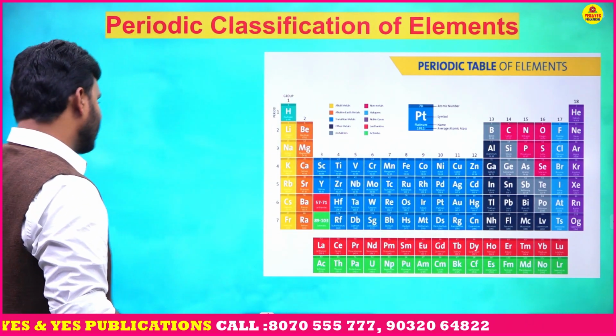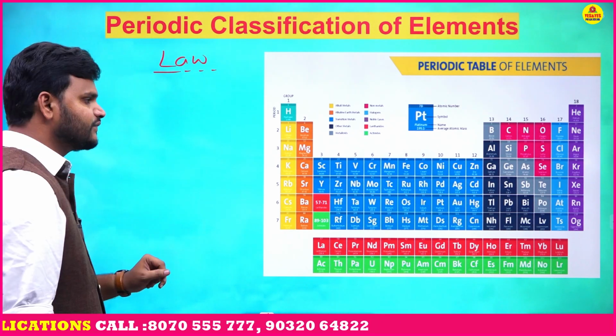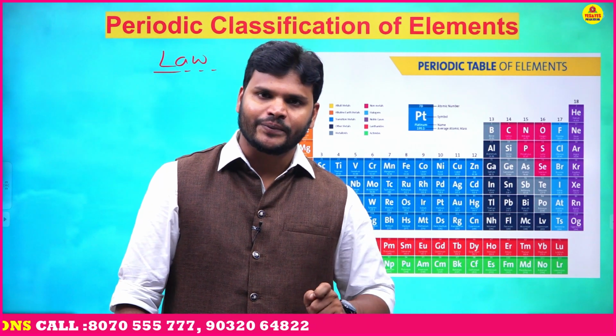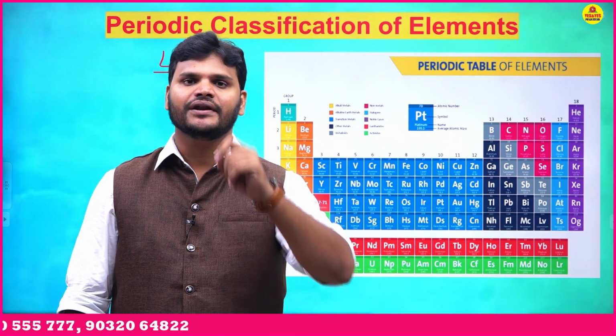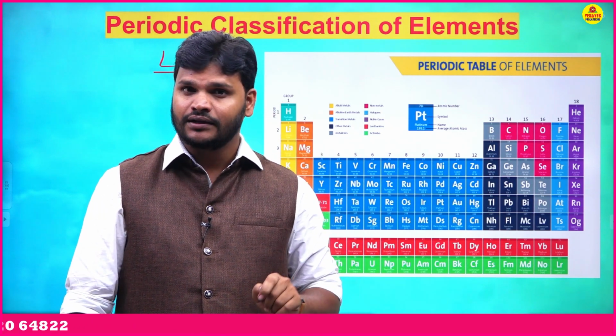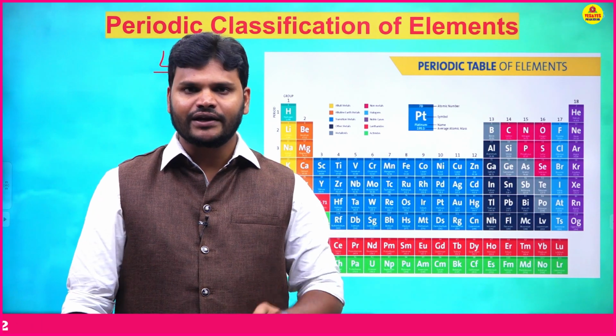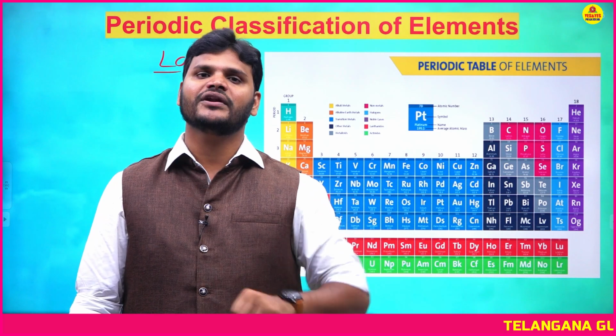This is the modern periodic law. You had better write it. So what is the modern periodic law? The physical and chemical properties of the elements are the periodic functions of their atomic number. The physical and chemical properties of the elements are the periodic functions of their atomic number, otherwise electronic configuration. This is called the modern periodic law.